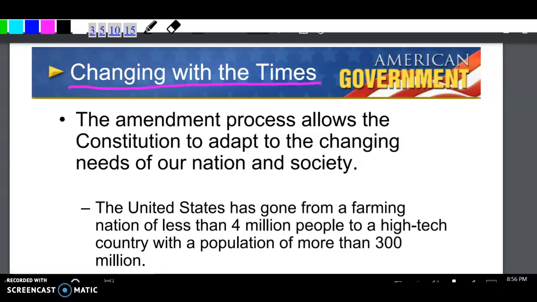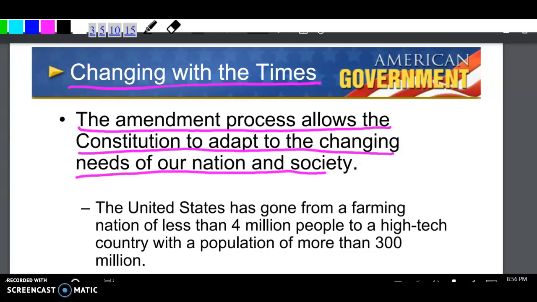The amendment process allows the Constitution to adapt to the changing needs of our nation and society. That's why the framers created an entire article of the Constitution dedicated to how to make a change if needed, because they knew back then that it wasn't perfect and that there would be changes that would need to happen.